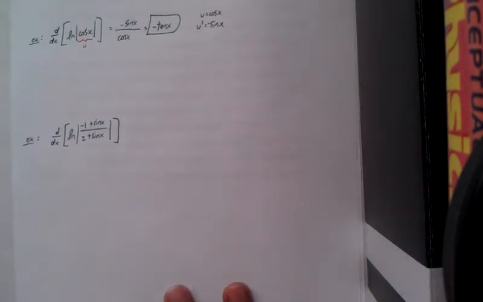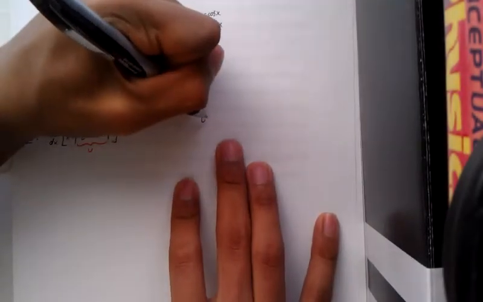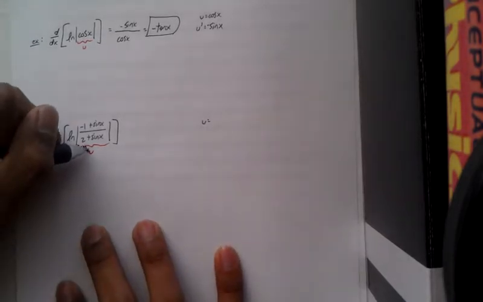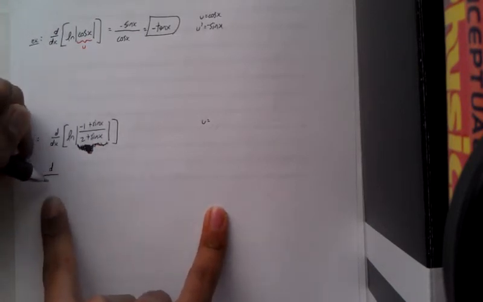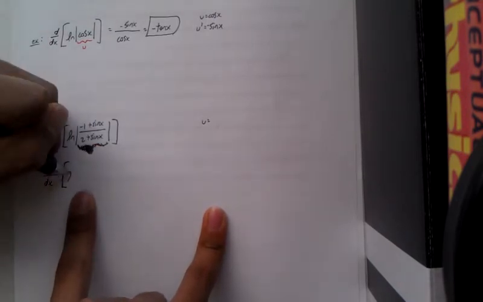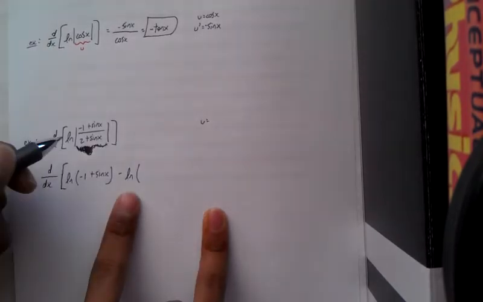Second example, here's our u value. So our u substitution, we're going to have u equal, in this case, oh, well, first thing we should do is just split it up using our properties of logs. So that way it's easier to see what is what. So the derivative of the natural log of negative 1 plus sine x minus the natural log of 2 plus sine x.